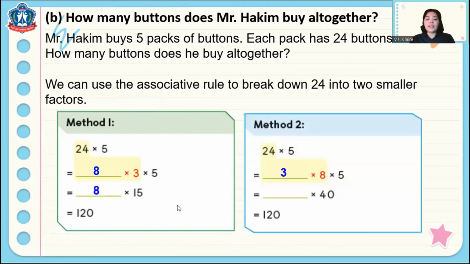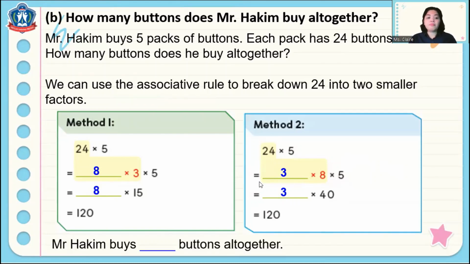Another method is still the same, but we exchange the 3 and 8. So 3 times 8 times 5. So 8 times 5 first is 40, then 40 times 3 is 120. So the answer is still the same. Therefore, there are 120 buttons altogether. So Mr. Hakim buys 120 buttons altogether.